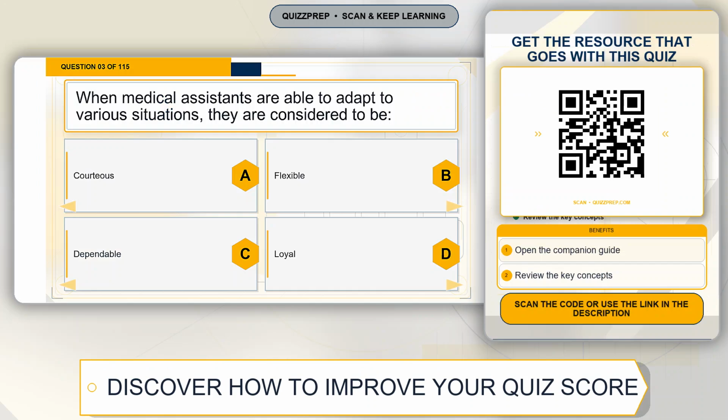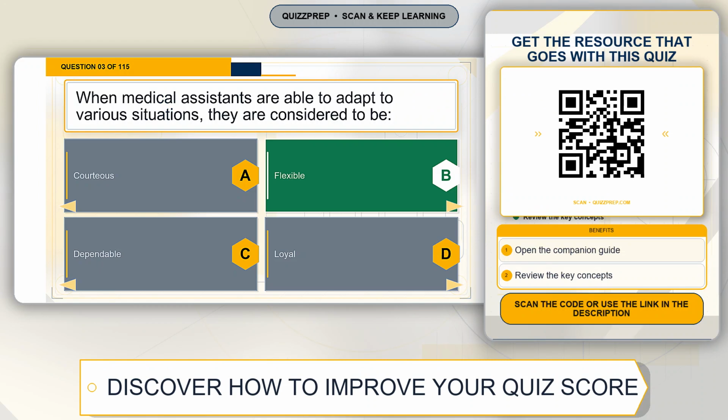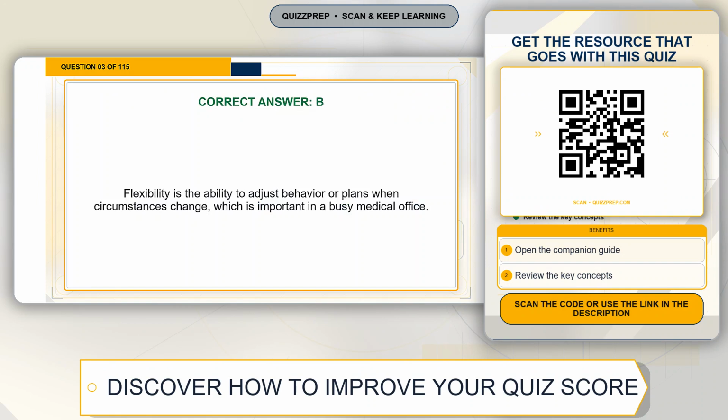Question 3. When medical assistants are able to adapt to various situations, they are considered to be: Option A, courteous. Option B, flexible. Option C, dependable. Option D, loyal. The correct answer is option B, flexible. Explanation. Flexibility is the ability to adjust behavior or plans when circumstances change, which is important in a busy medical office.